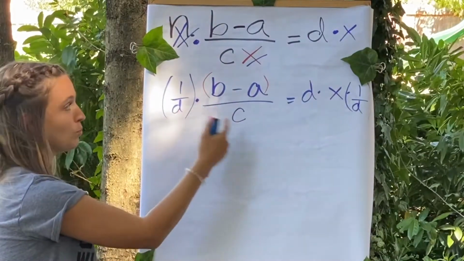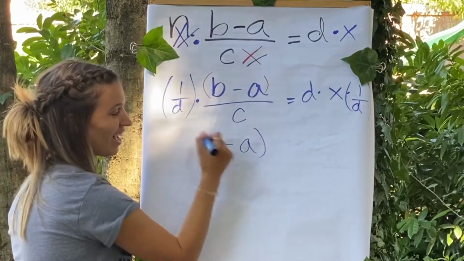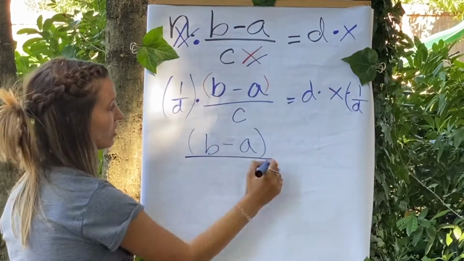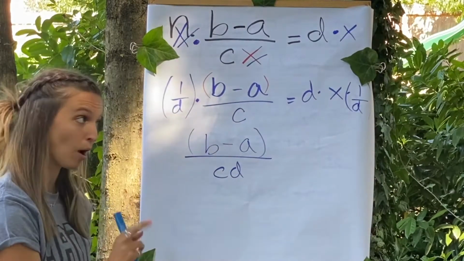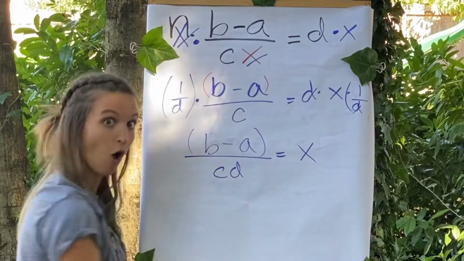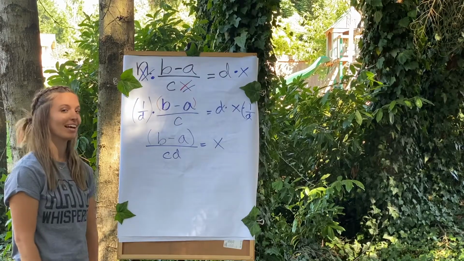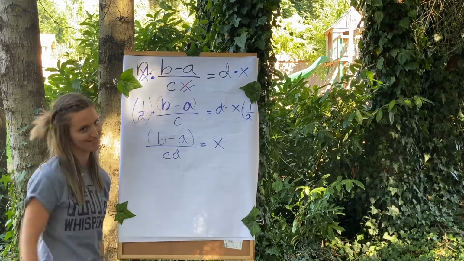Now I'm gonna actually multiply. 1 times B minus A is just B minus A. I'm still gonna hug it out just to be safe. All divided by D times C. So CD, because commutative property of multiplication, equals these D's divide out, and now I just have X. I actually really like that way. Normally we would write X equals first, and we can do that because of the symmetric property.